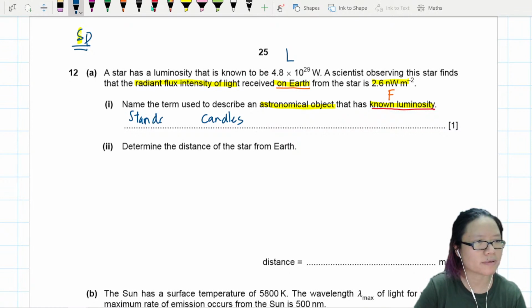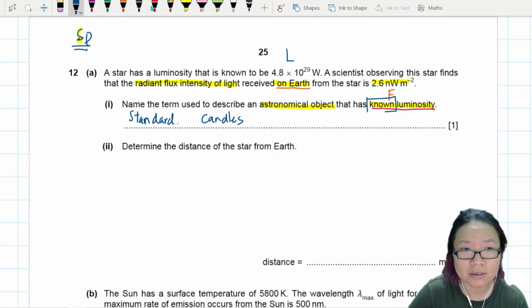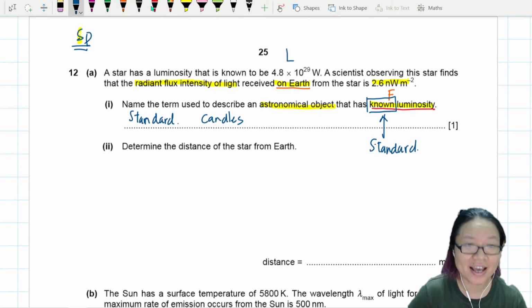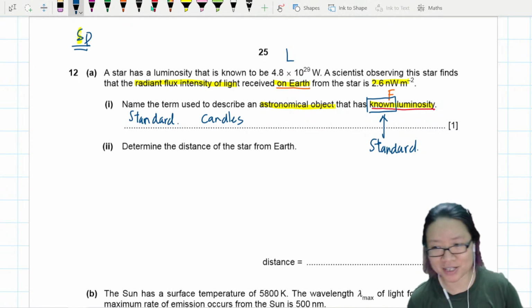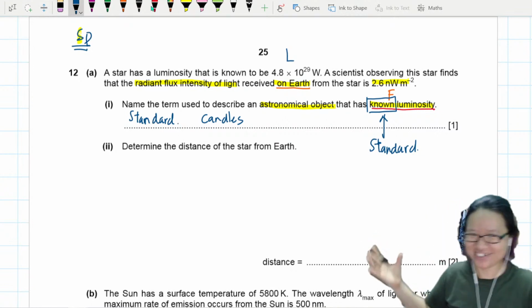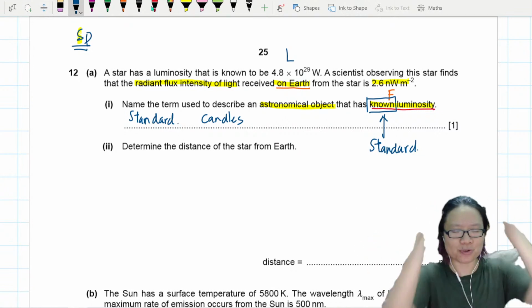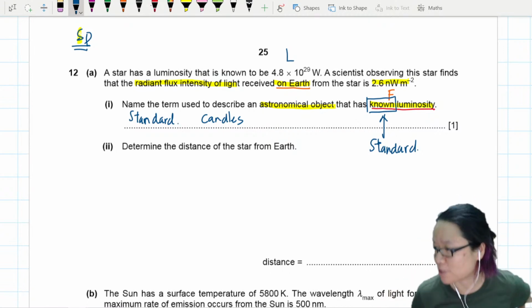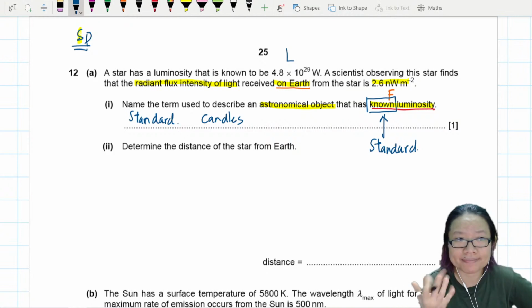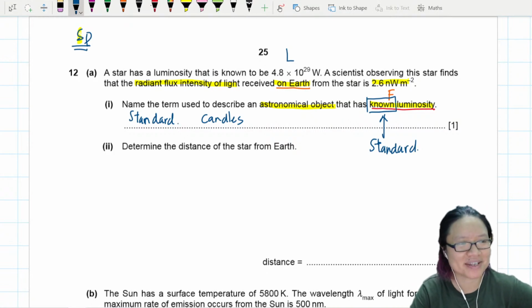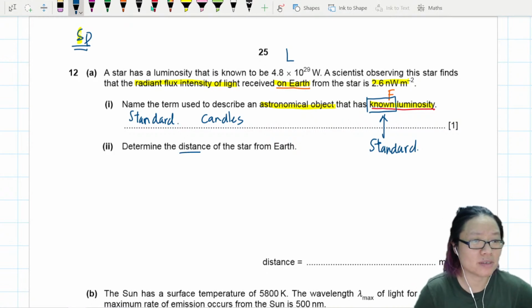Standard candles. Okay, look, if you already know something, it means you already have a standard, correct? If this is not a new chapter, we already know the past year questions. We know the standards, and now we don't know. So we are operating blind, as some of you mentioned just now. No past papers, so we don't know the standard. Very good, well done. Determine the distance of the star from Earth.